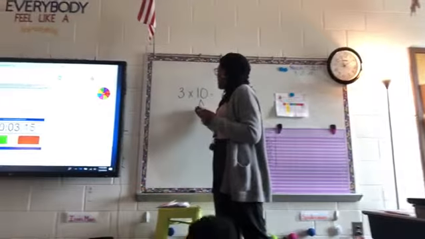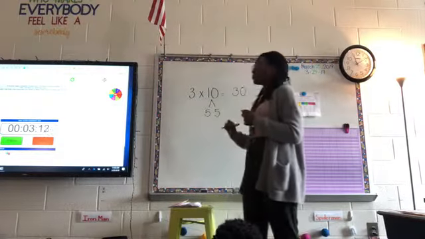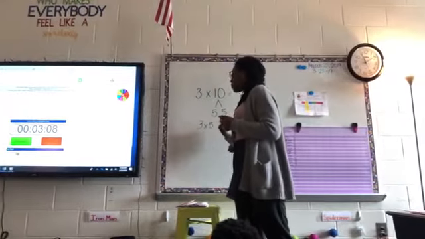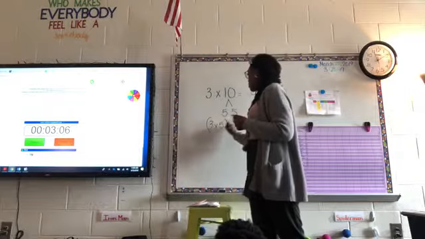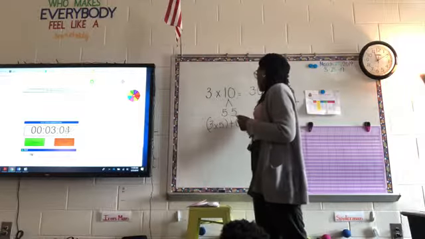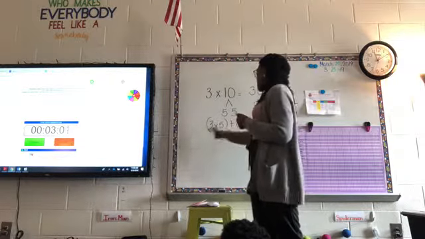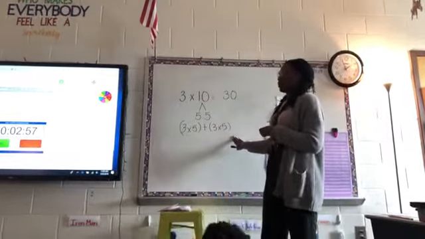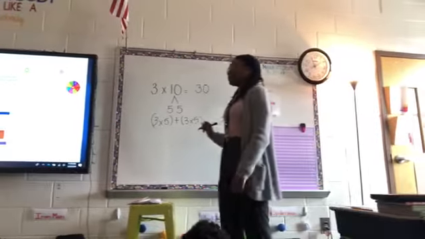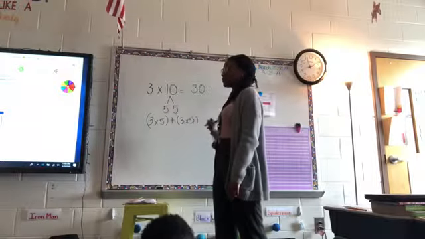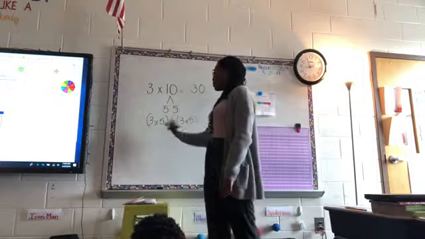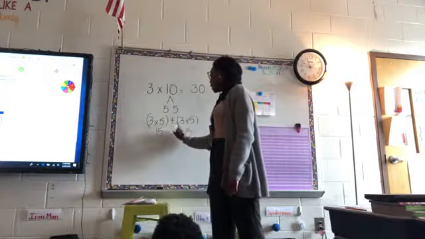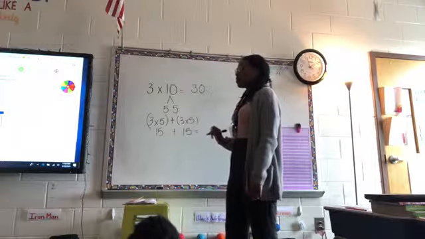Explain that for us. I broke the 10 up into 2 5s. Okay. And then I put 3 times 5 plus 3 times 5. What are those little things I put on the ends? Parentheses. So he broke it up using distributive property. What'd you do from here? I multiplied them. I got 15 for each one. Then I added those together.